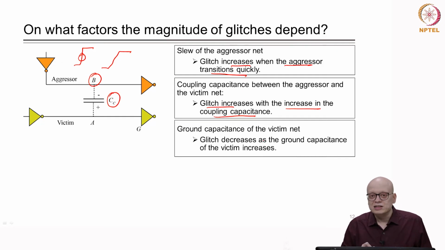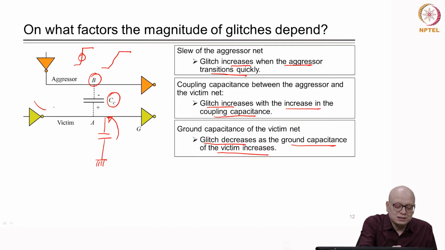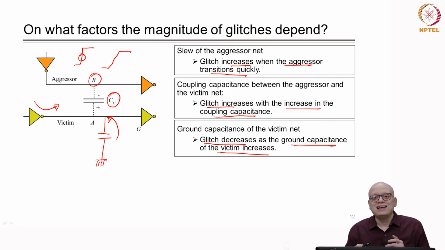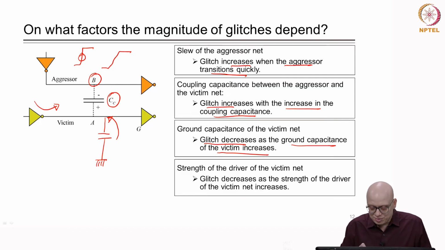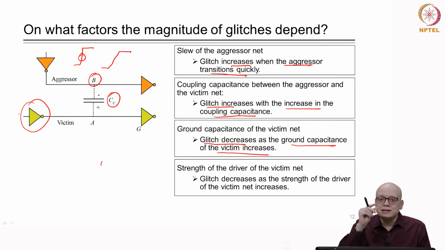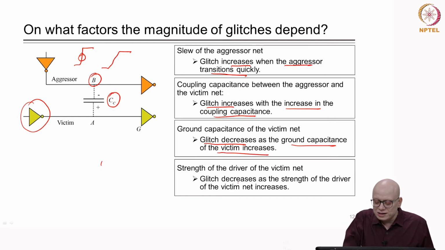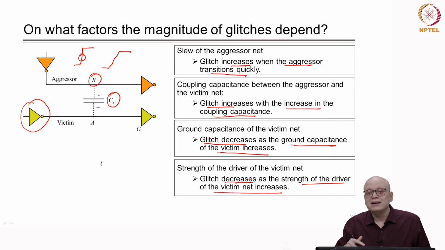Now, if the ground capacitance of the victim net is increased, then the glitch will decrease. So, glitch decreases as the ground capacitance of the victim line increases. Suppose there was a ground capacitance. Whenever this one is transitioning, some charge will be supplied from this capacitor also, and therefore the charge needed from the victim driver will be less, and therefore the drop will be lesser. Now, it also depends on the strength of the driver. If the strength of the driver is increased, then the resistance of the PMOS will be lesser, and therefore the IR drop through that driver or PMOS transistor will be smaller, and therefore the glitch will decrease. So, glitch decreases as the strength of the driver of the victim net increases.